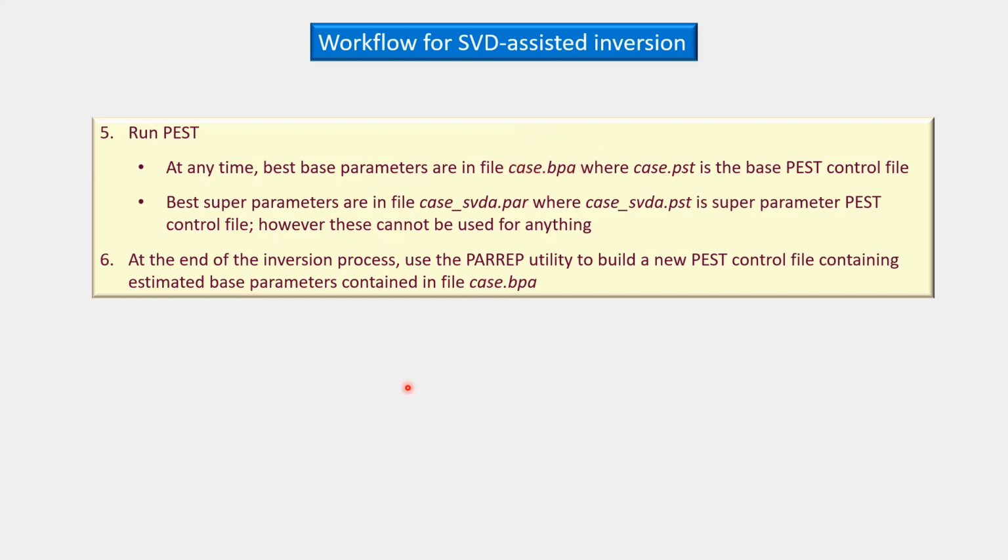At the end of the inversion process, we then use a little utility called parap. Parap stands for parameter replacement, to build a new base PEST control file using parameters that we've just estimated through SVD assisted inversion. It's all described in the PEST manual, and it's not that complicated, and the savings in the number of model runs can be very large indeed.